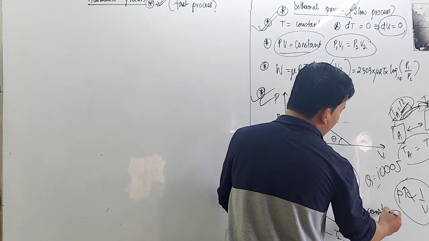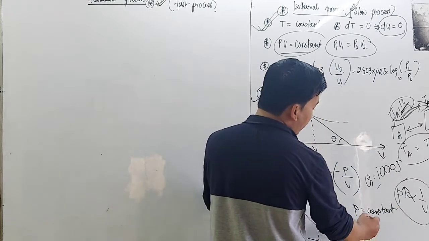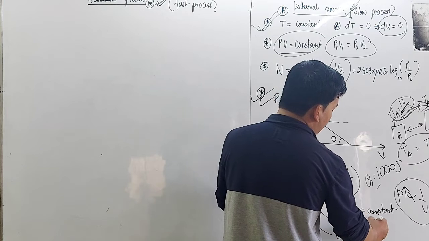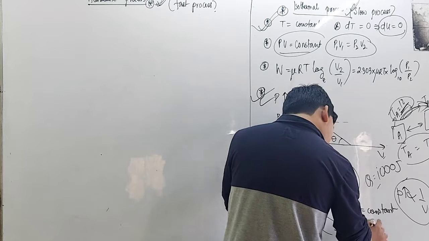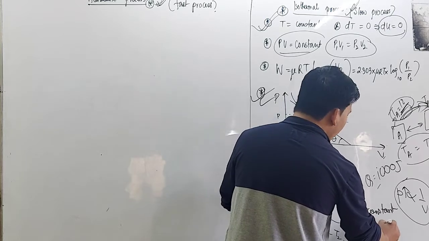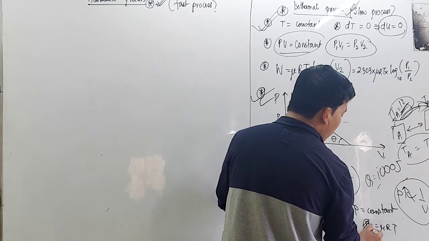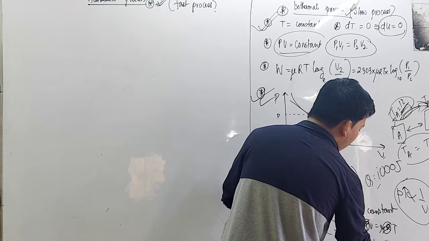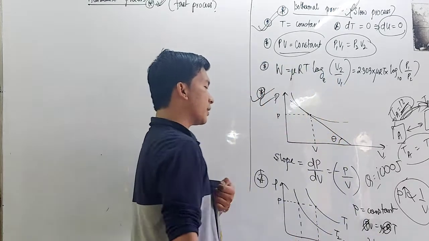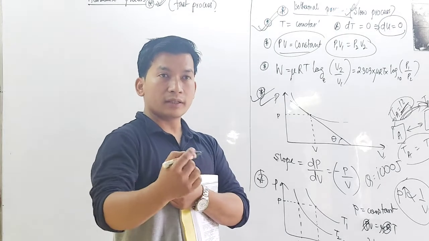Now, pressure is constant. For constant pressure, what would be the equation? V is directly proportional to temperature. From our ideal gas equation, PV is equal to mu RT, and here pressure is constant and R is constant, so V is directly proportional to temperature. Greater the volume, greater will be the temperature. This is the conclusion.